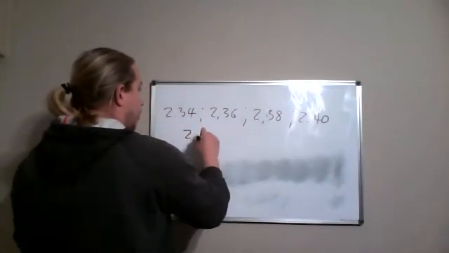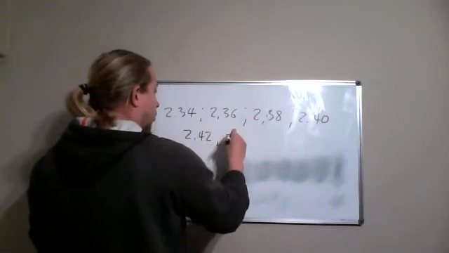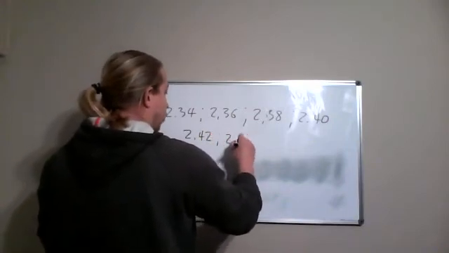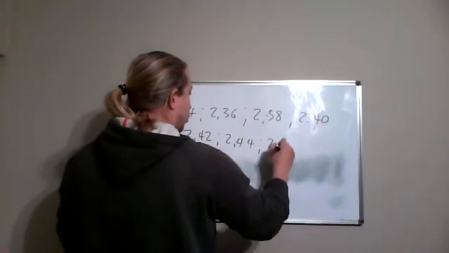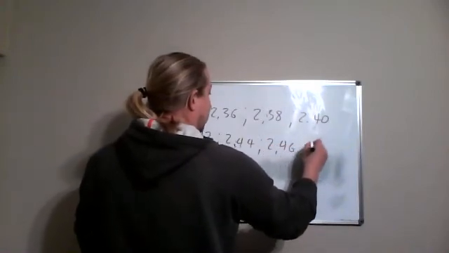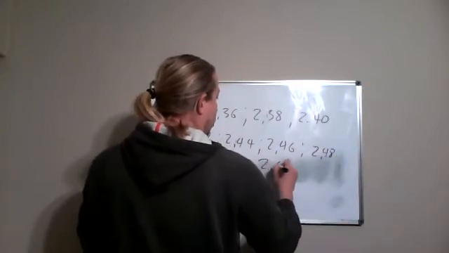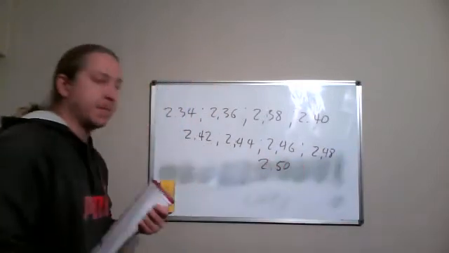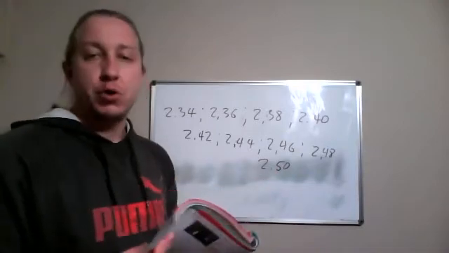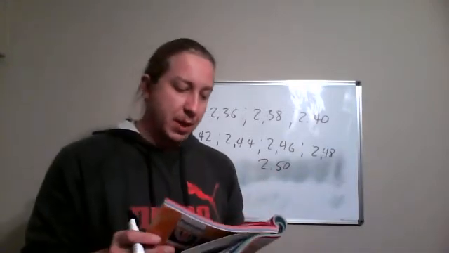So it's 2.42. Next one, 2.44. Next one, 2.46, 2.48, and the last one is 2.50. Okay, it doesn't matter if you write 2.5 or 2.50, it's the same thing.